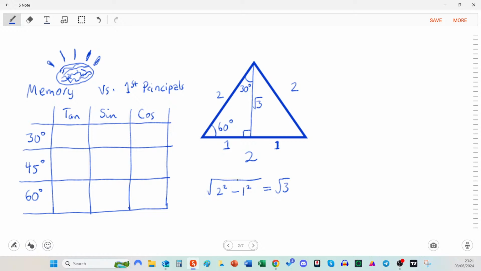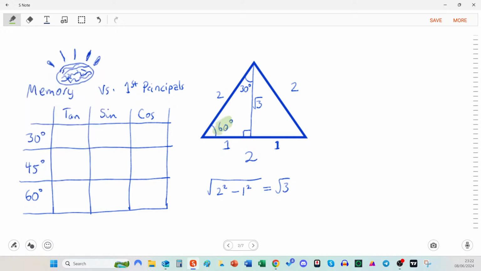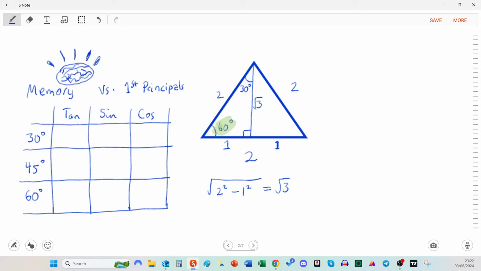There. So we know everything about this triangle, so we can write facts about this triangle. So let's focus on the facts that we can write about an angle of 60, right here. So what is 60? Let's talk about the ratios and write them at the top. So sine theta equals the opposite over the hypotenuse. Cosine theta is the adjacent over the hypotenuse. And tan theta is equal to the opposite over the adjacent.